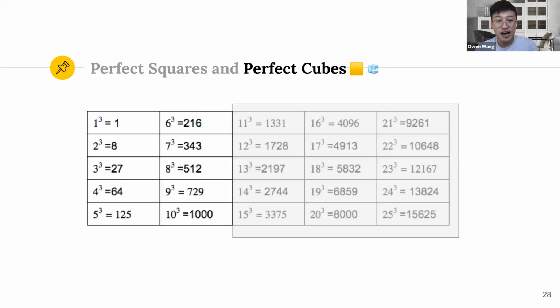Similarly, I think it's useful to know off the top of your head some easy cubes. So all the cubes under 1,000, some of which are squares, you should also see. I think those are useful to memorize. Some of the bigger ones, maybe not as much, but at least those few. Also, a question for you guys. What's a number that is both a square and a cube that you guys see?